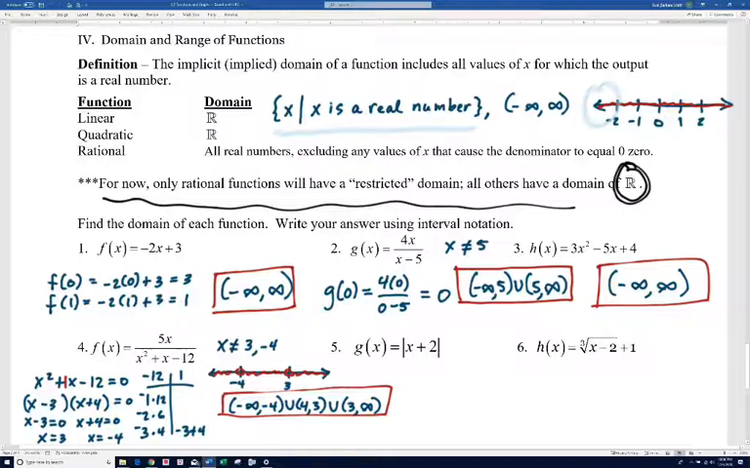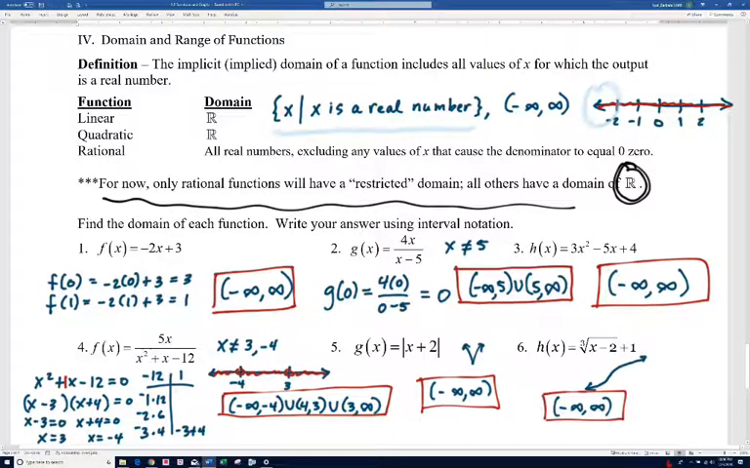For 5 and 6, we know the domain's going to be all real numbers. We're going to get into graphing in a minute. You may recall on number 5, the graph actually looks like that. And we'll find domain of graphs in just a minute, but the domain's going to be all real numbers. And the same thing for h. If you actually graph that one, the graph looks something like this. And again, that's also going to have a domain of all real numbers. So let's look at some graphs to see how we can visually determine the domain and range of a graph.